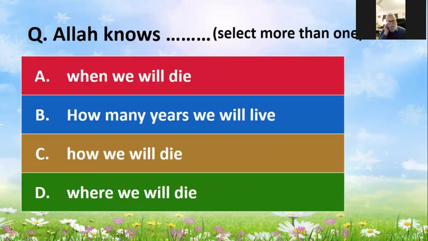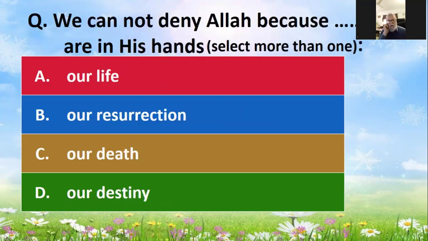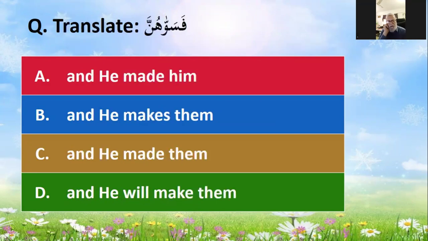Allah knows when we will die, how many years we will live, how we will die, where we will die. A, B, C, D. Allah knows. Allah knows all. These all are correct. We cannot deny Allah because these are in His hand. Our life, our discretion, our death, our destiny. A, B, C, D. All the four are correct.